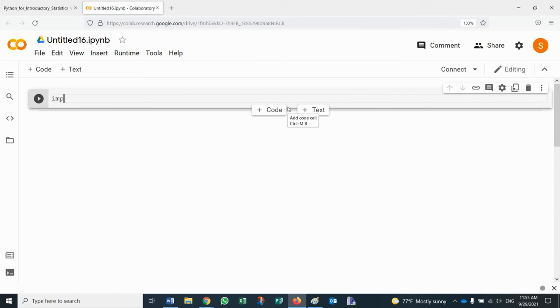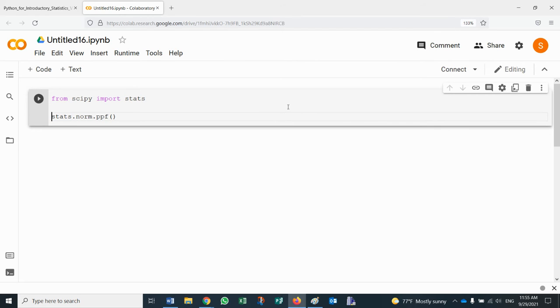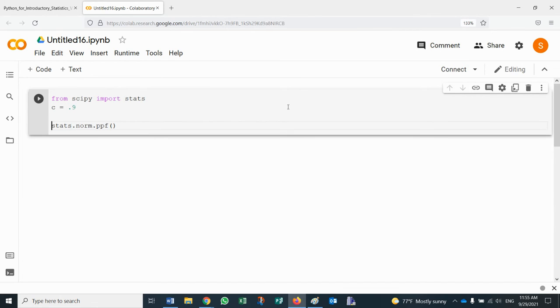Google Colab. So let's import, from SciPy, stats. If you remember, the inverse normal was PPF, but before that, let's first find the area. The area that we had was first the confidence level. Let's use the letter C for the confidence level, which is 0.9. And then the area to the left that we're interested in is C plus (1 minus C) over 2, which is the rest divided by 2.